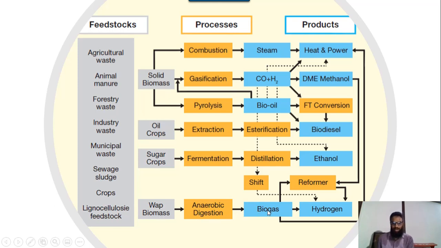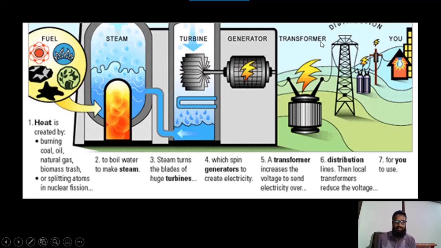It will produce biogas, and then from biogas hydrogen gas is produced, and from the hydrogen gas heating or power can be produced. So these are the overall processes to produce heat or electricity. So this is the complete diagram of producing heat or electricity from biofuel after combustion.